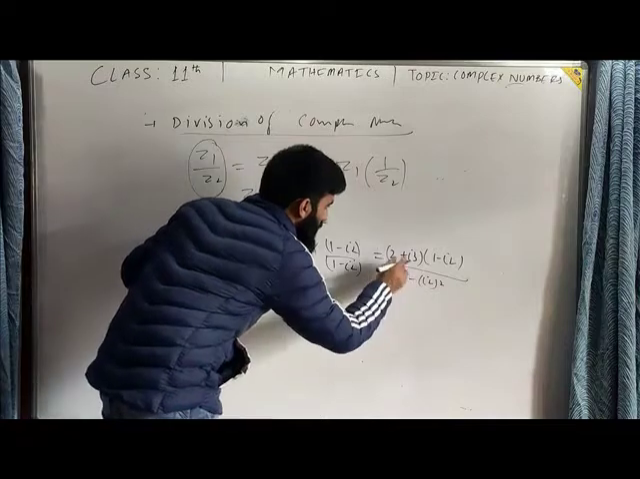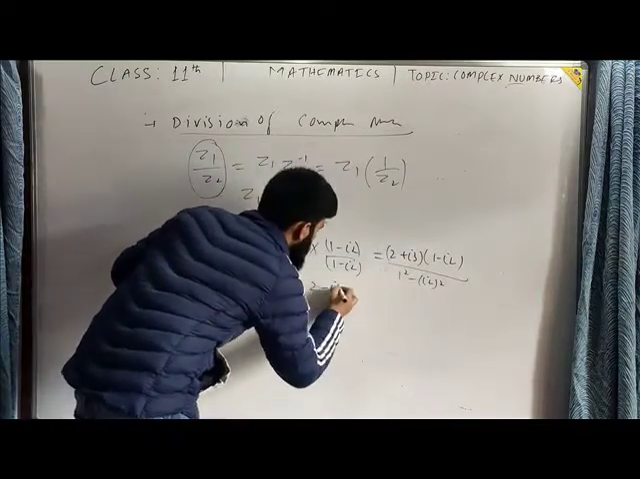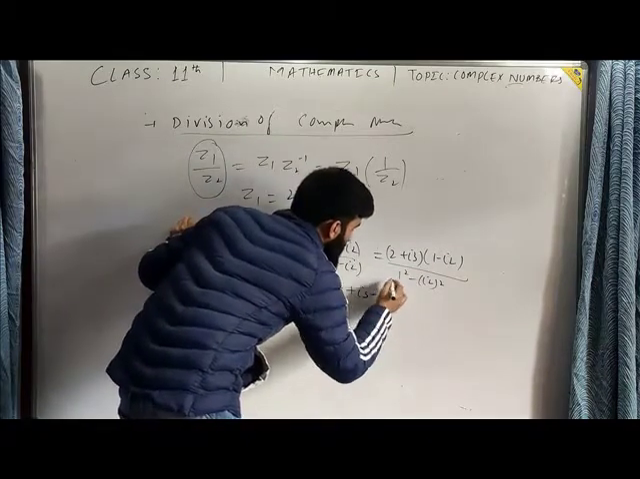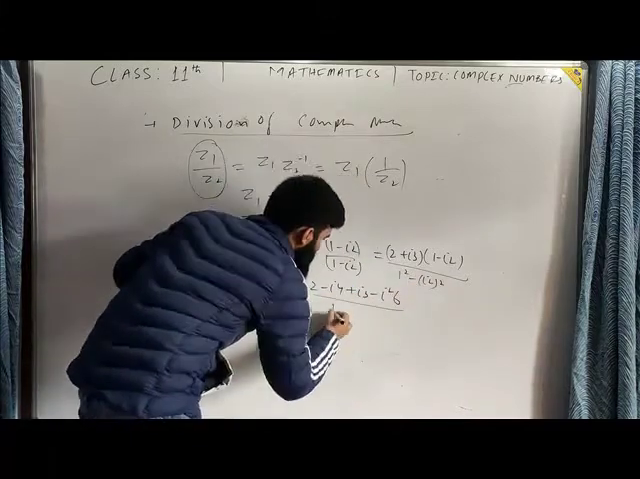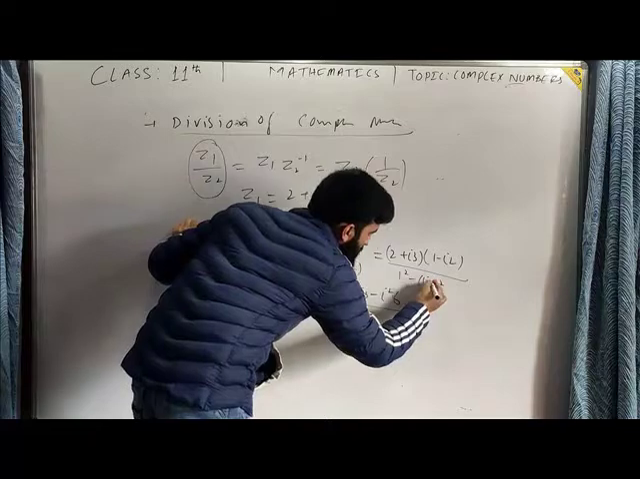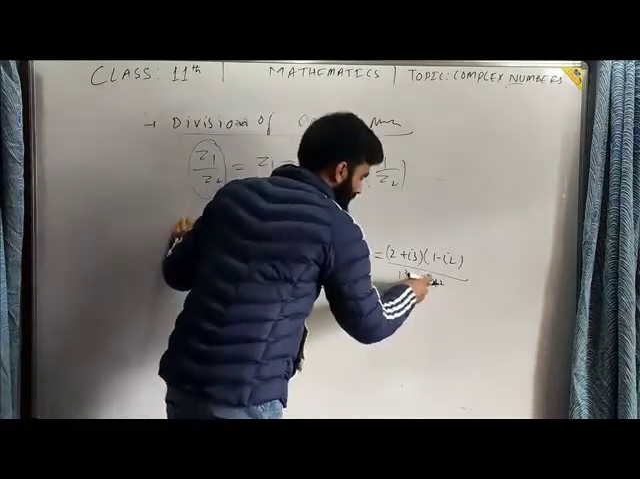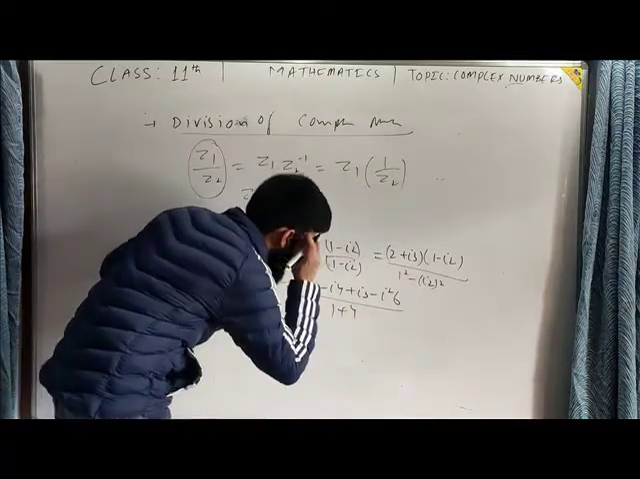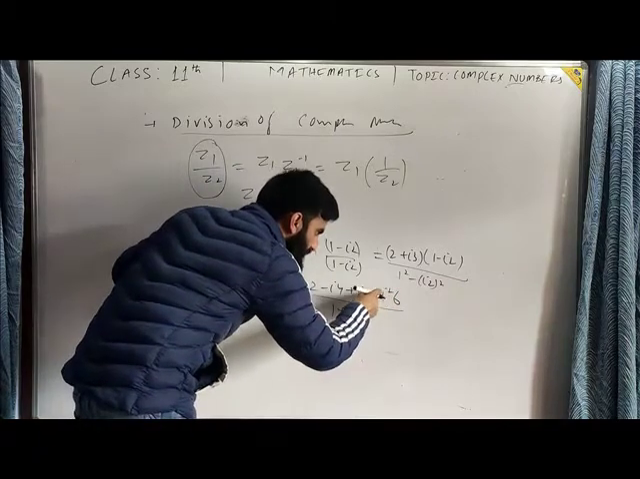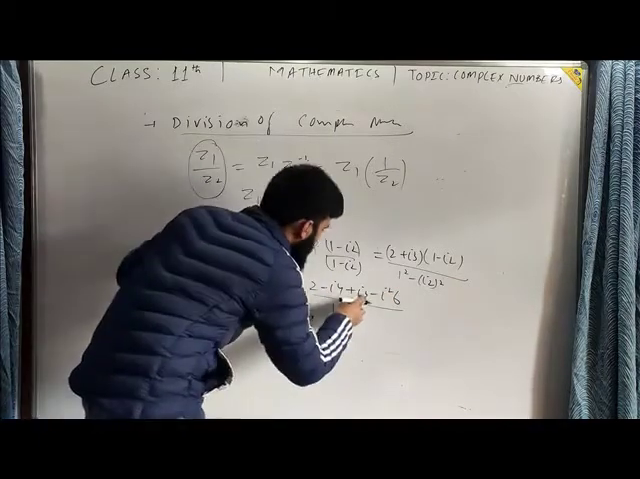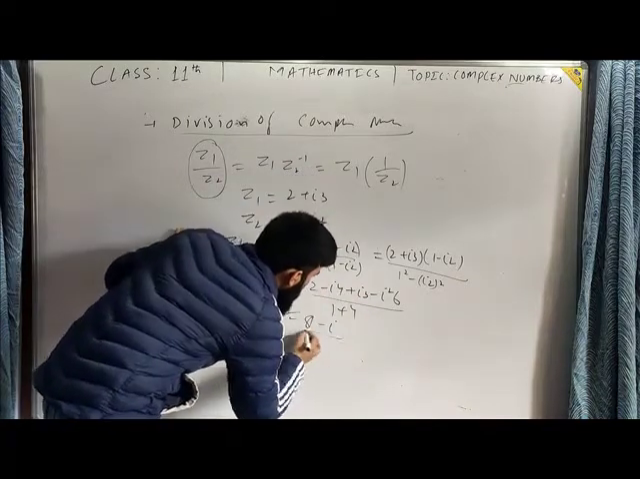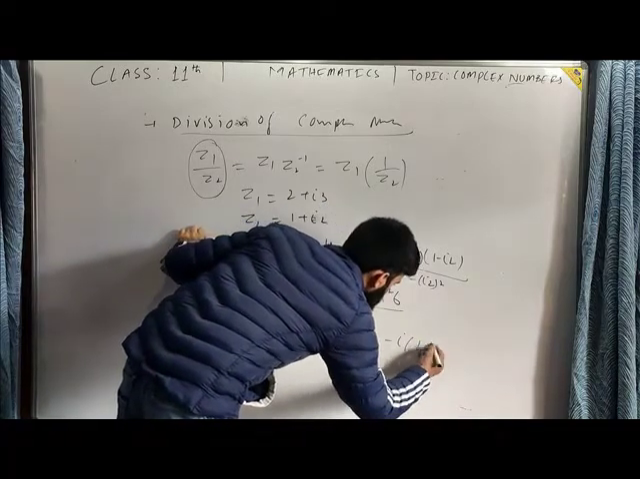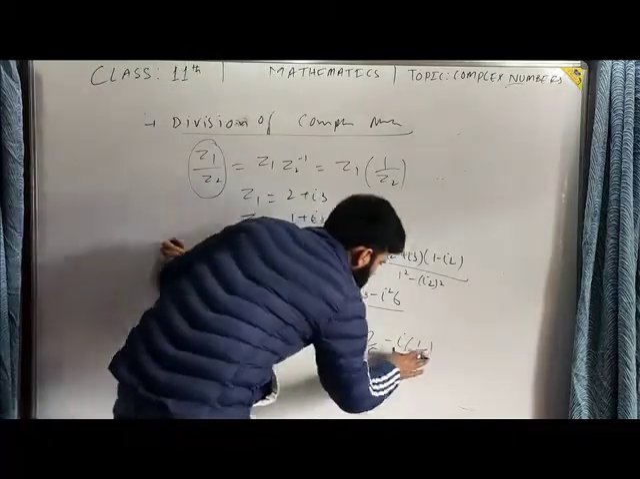Likewise, you will get 2 into 1, that's 2, then minus iota times 4, then plus iota times 3, then minus iota square times 6. Upon, this is 1 minus minus 2 iota square. Since iota square is minus 1, minus minus will become plus, so 6 plus 2 is 8, and you will have minus 4 iota plus 3 iota, which is minus iota. In the denominator, 1 plus 4 is 5. So you will get 8 upon 5 minus iota times 1 upon 5.